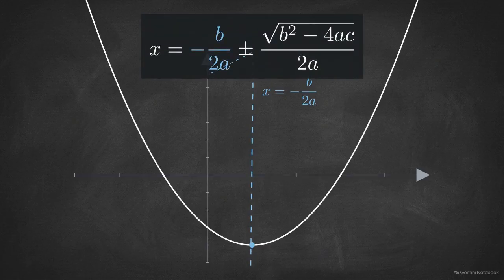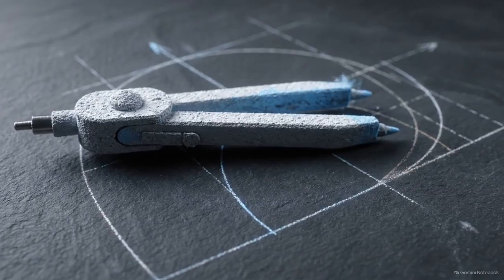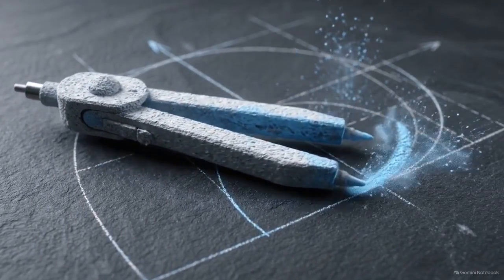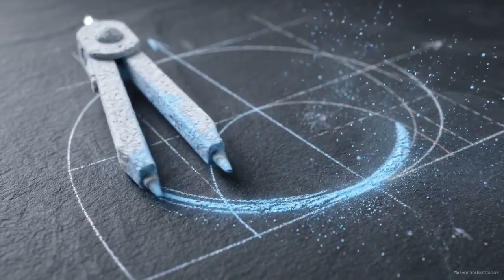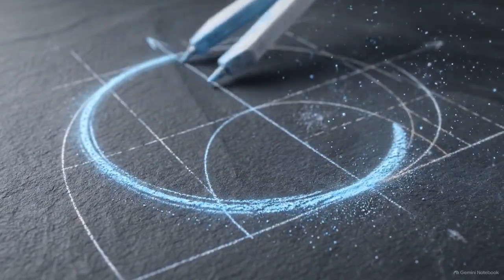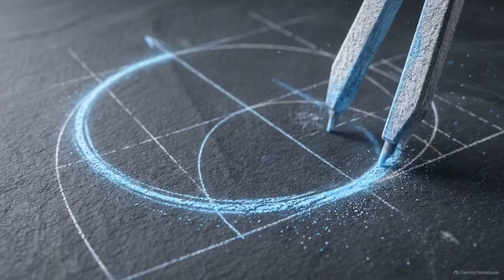Overlaying the formula, the first half anchors this symmetry axis. The second half, the discriminant, calculates the exact outward distance to strike the x-axis. The quadratic formula is a complete geometric map. The first half establishes the exact structural center, and the second half calculates the precise impact distance.